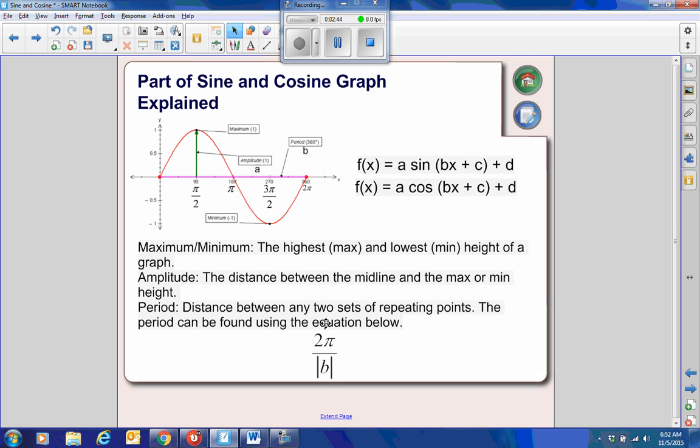And the biggest part is the period can be found by using 2 pi divided by the b value. And the b value is always the number in front of the x. So in this instance, this is just a basic sine graph, so the b value is 1. That's why the answer is 2 pi. Again, pause the video to write these notes about these two specific things. Max and min, you do not have to write a note on. Just make sure you write a note on amplitude and period.